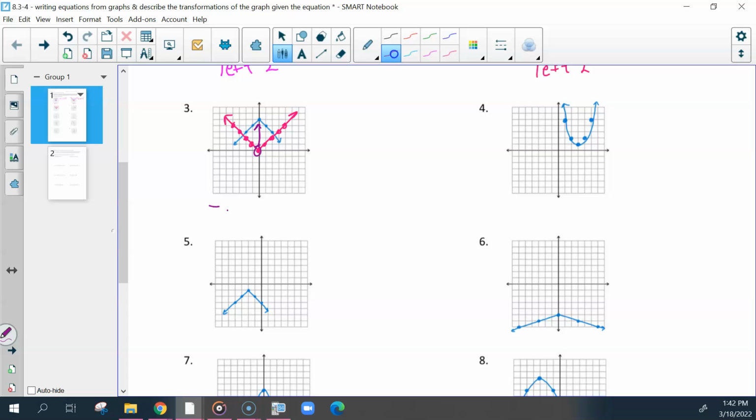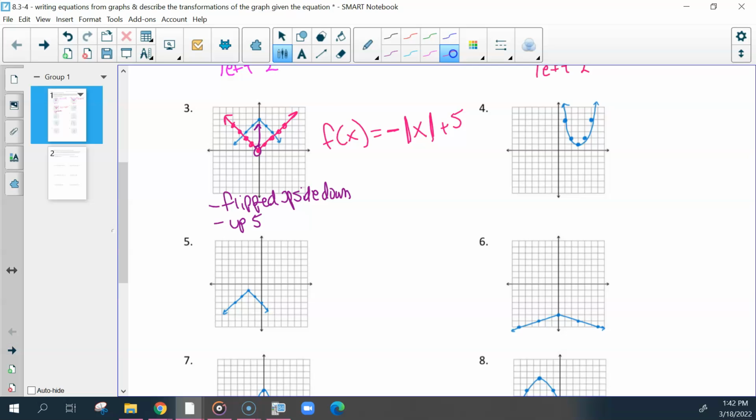So flipped upside down and moved up 1, 2, 3, 4, 5. So if I were to write that function, it'd be f of x equals, flipped upside down would be a vertical reflection, so that would be negative outside, the absolute value of x, plus 5.